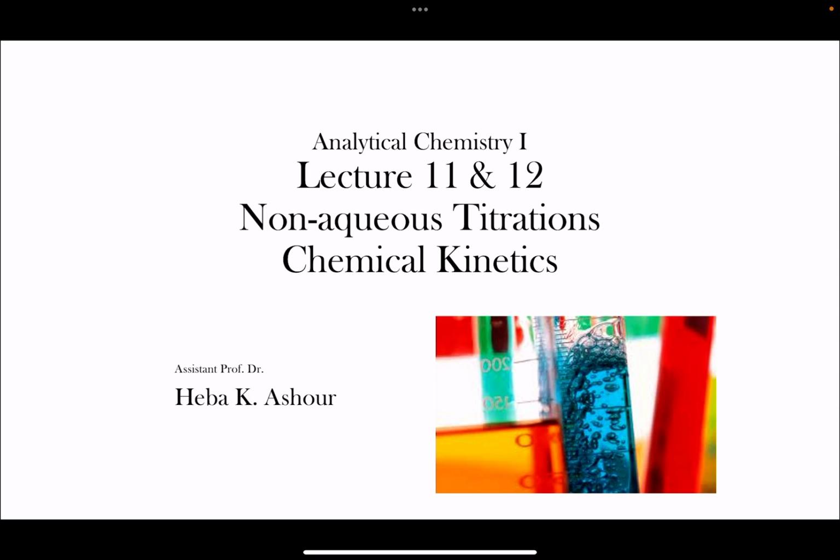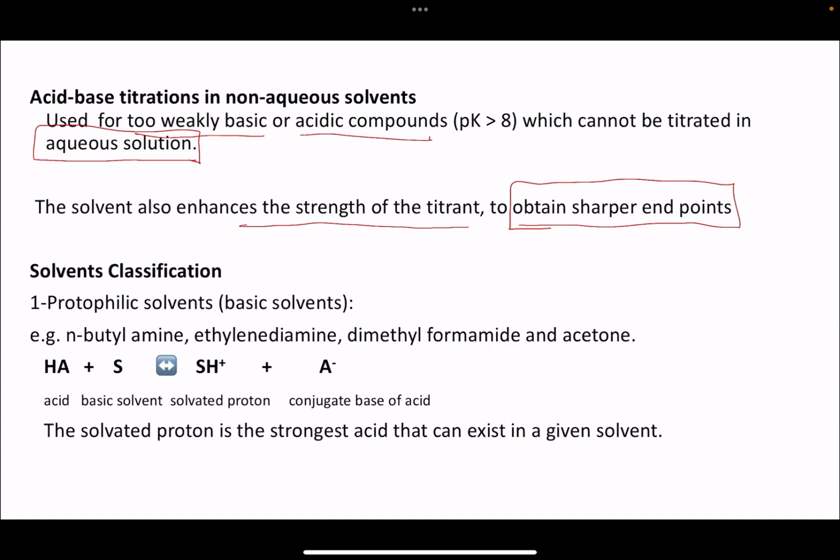Let's finish this part of lecture 11, the non-aqueous titrations. Non-aqueous titrations are performing acid-base reactions or titrations in non-aqueous media or non-aqueous solvents. The samples in this case are weakly basic or weakly acidic compounds that do not react with corresponding acids or corresponding bases in aqueous solutions.